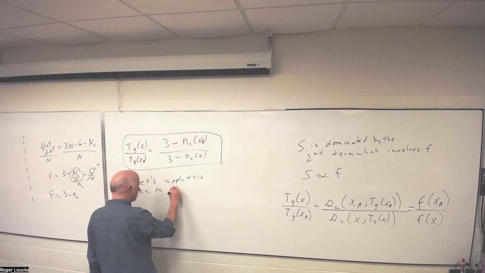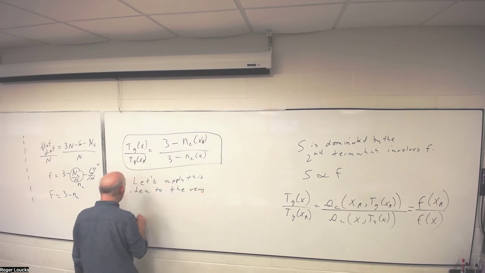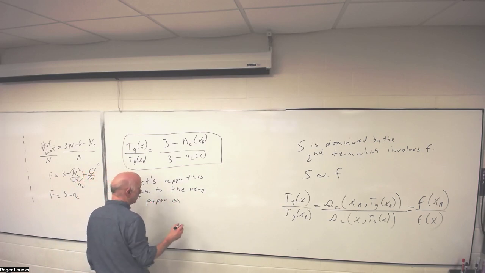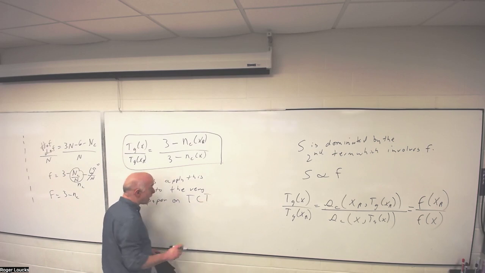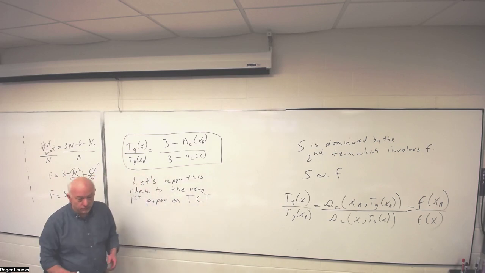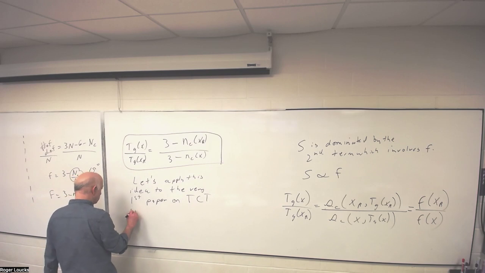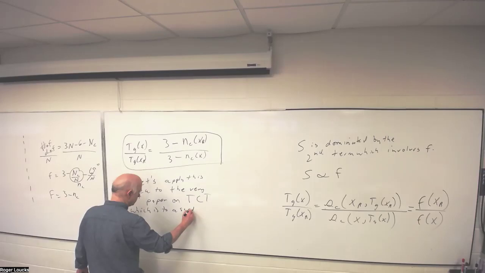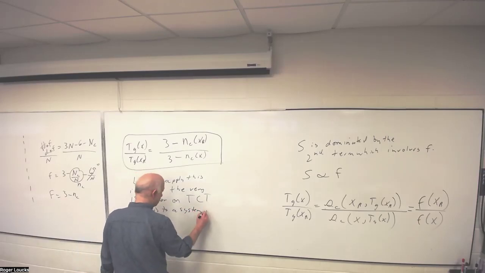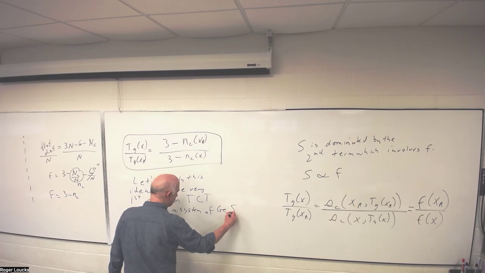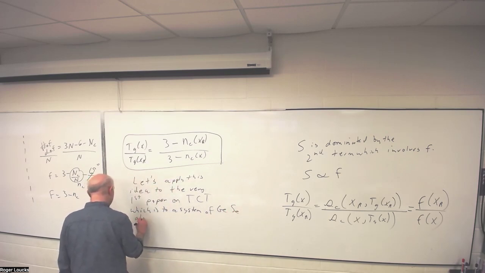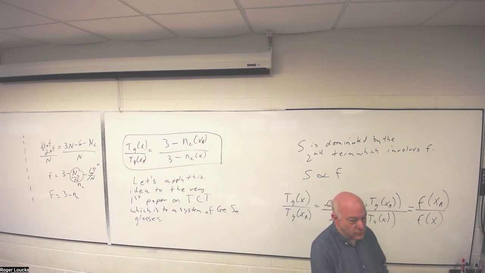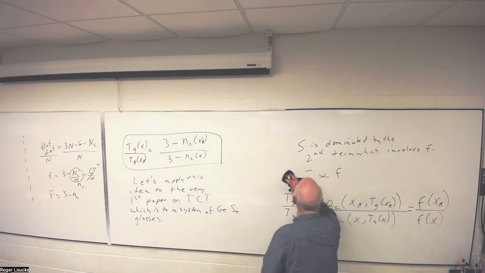Let's apply this to the very first paper on topological constraint theory, which is on a system of germanium selenide glasses. And this will also give us an example to talk about these glasses. They have kind of an interesting structure.